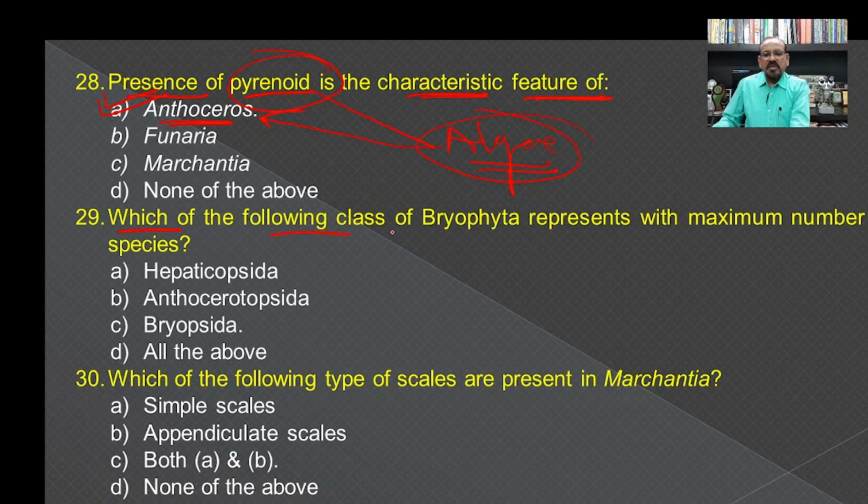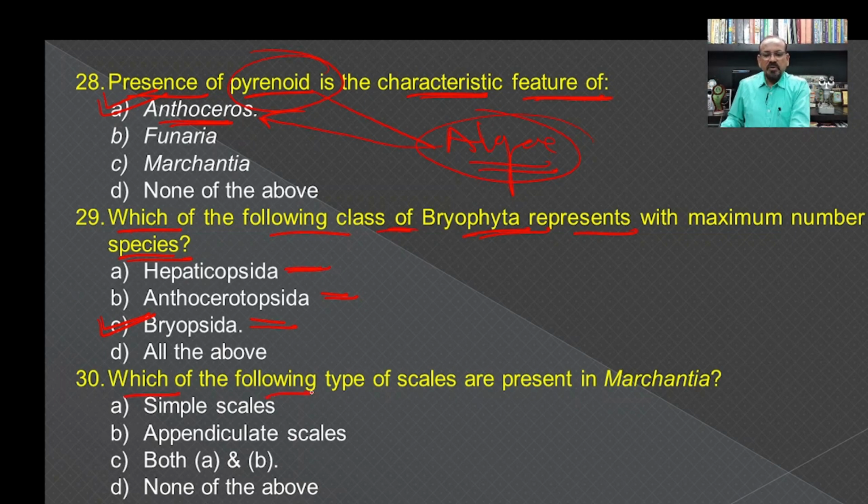Then which of the following class of Bryophyta represent with the maximum number of species? If we compare the total number of species of the Hepaticopsida, Anthocerotopsida and the Bryopsida, then the maximum number of species are present in the Bryopsida class.